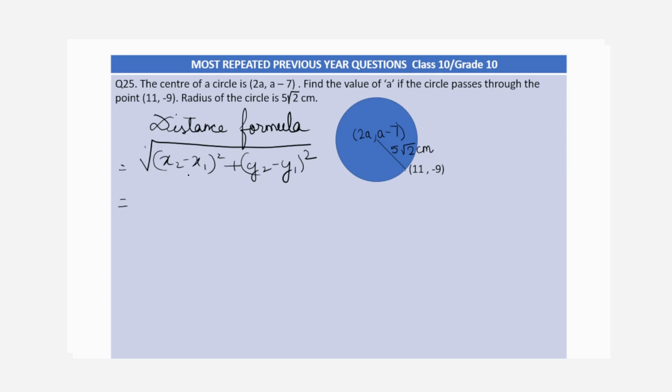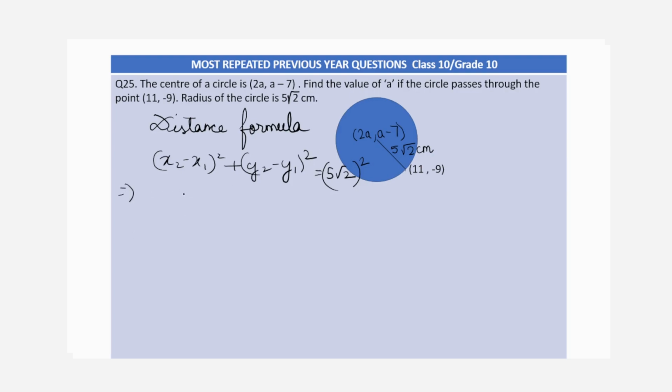So now we will put the values here. And yes, one more thing. Now what will this entire distance between these 2 points be equal to? It will be equal to the radius. So I will write here 5√2, or I can do one more thing. I'll remove this square root here and I will write (5√2) squared here, because radius squared will be equal to x2 minus x1 whole square plus y2 minus y1 whole square.